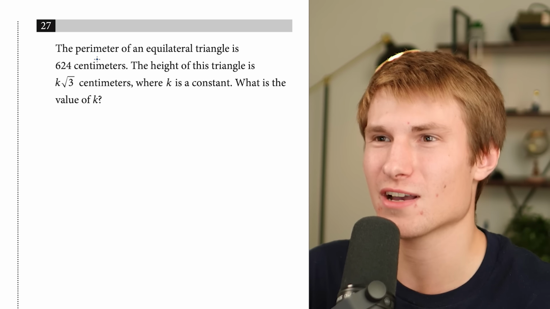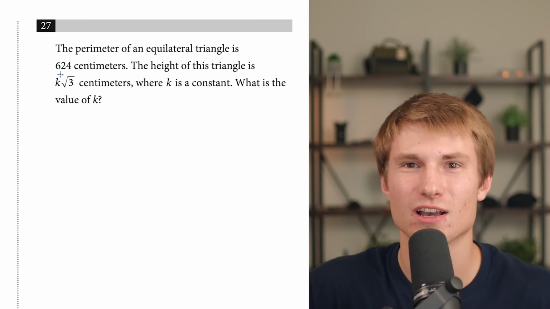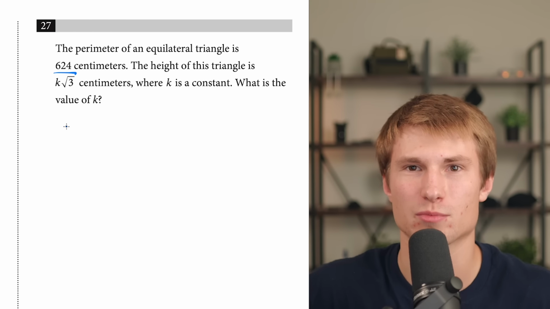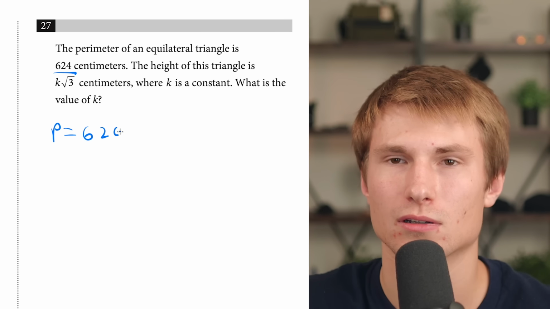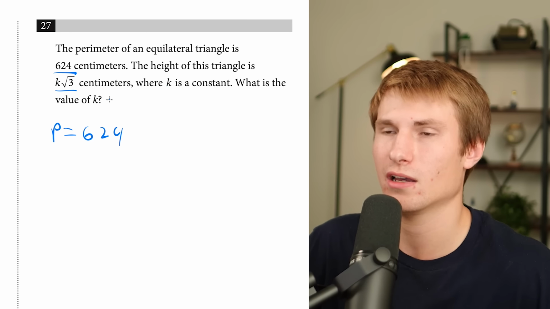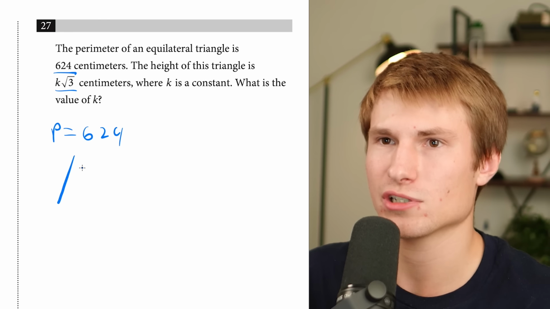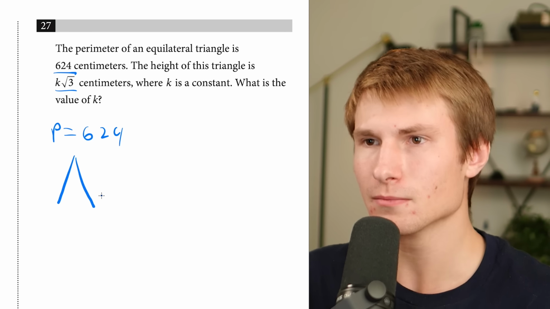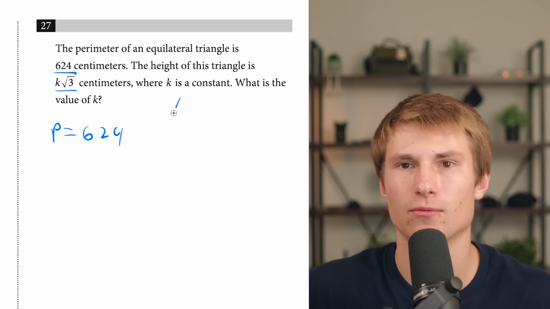All right, question 27. The perimeter of an equilateral triangle is 624 centimeters. Okay, so perimeter is 624. Height of the triangle is k times root 3 centimeters, where k is a constant. What's the value of k? All right, let's draw this out. Anytime you have a question on triangles or on circles, try to draw them out. It's usually pretty helpful. Let's go ahead and do that.